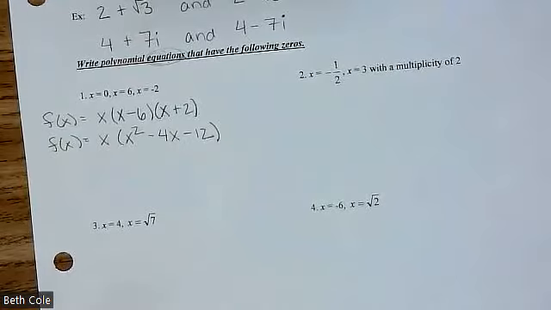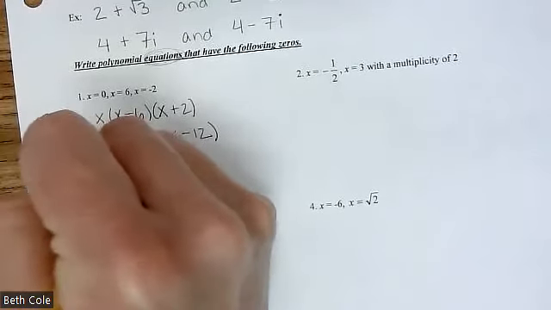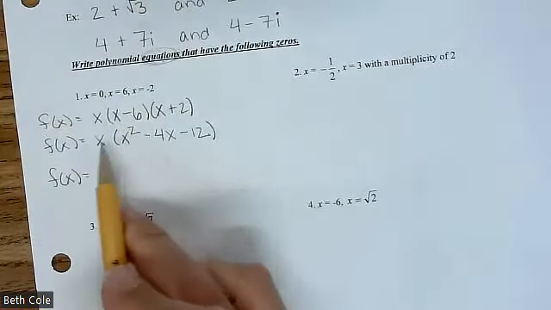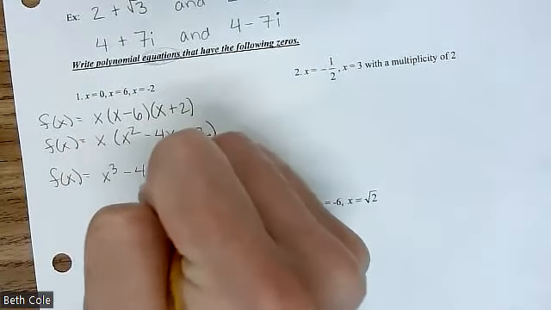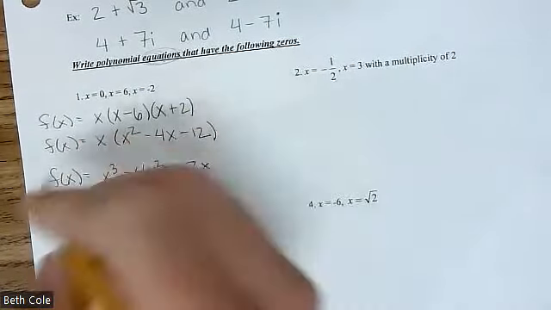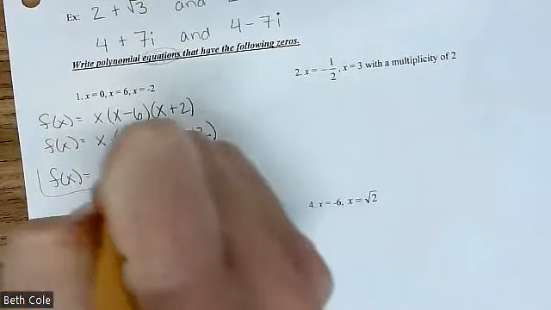Again, if you can multiply numbers, you're going to be just fine. And I believe in you. You can do it. And then what would your last step be? Yeah, distribute the x. It'll be x to the third minus 4x squared minus 12x.